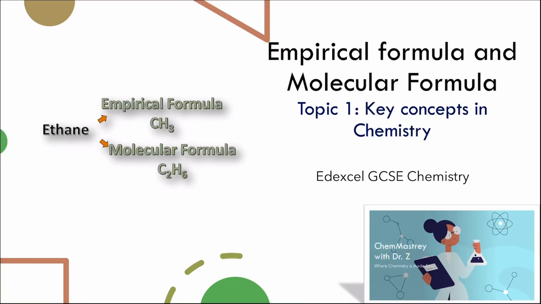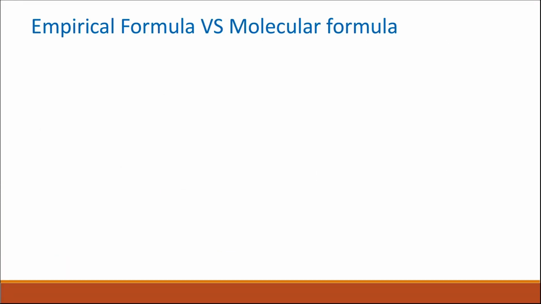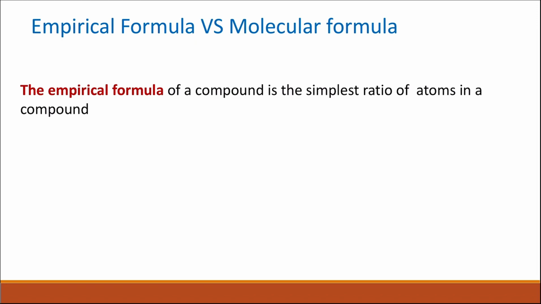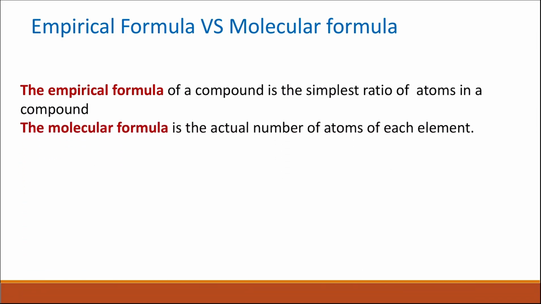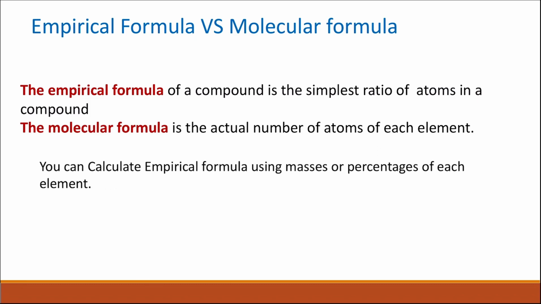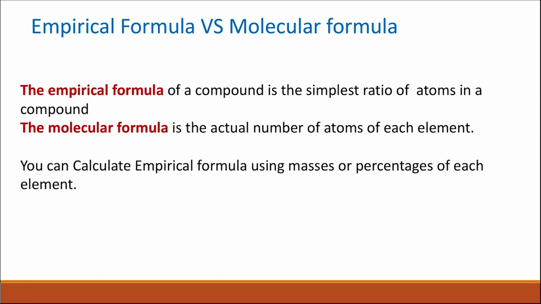Empirical formula and molecular formula. The empirical formula of a compound is the simplest ratio of atoms in that compound. And the molecular formula is the actual number of atoms of each element within the compound. You can calculate the empirical formula using the masses or percentages of each element within the compound.